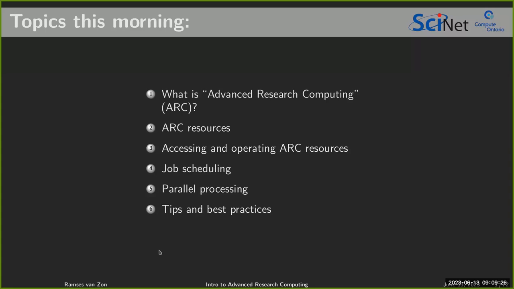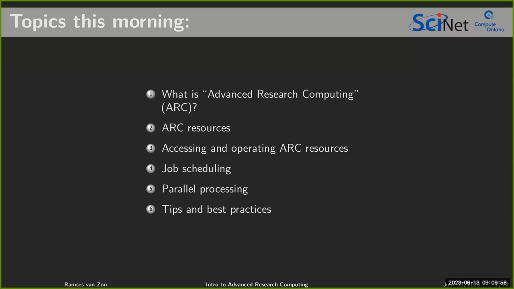Okay, so with that out of the way, what are we going to talk about today? We're going to talk about what advanced research computing is. It's often abbreviated as ARC. I'm going to talk about the ARC resources that are available in Canada, but also typical ones that are available worldwide, just as an example. How do you access these resources? So when you need them, how do you get them? How do you connect? How do you operate? That's going to be a major part of what we're looking at today.